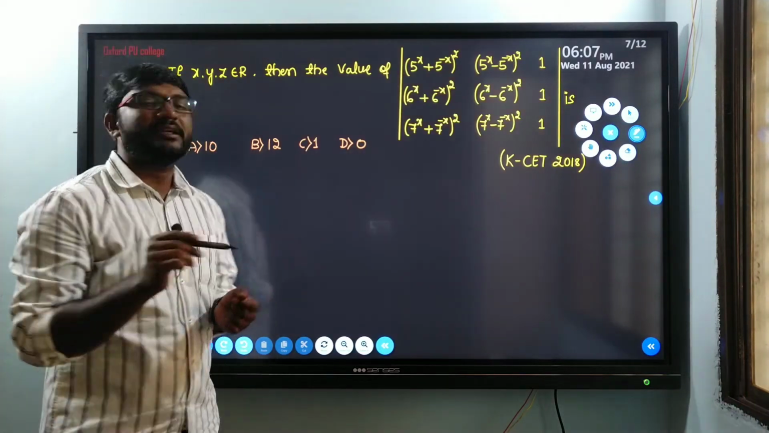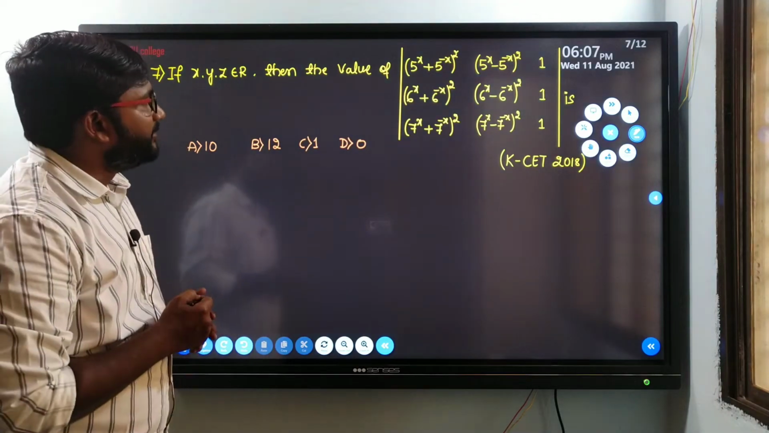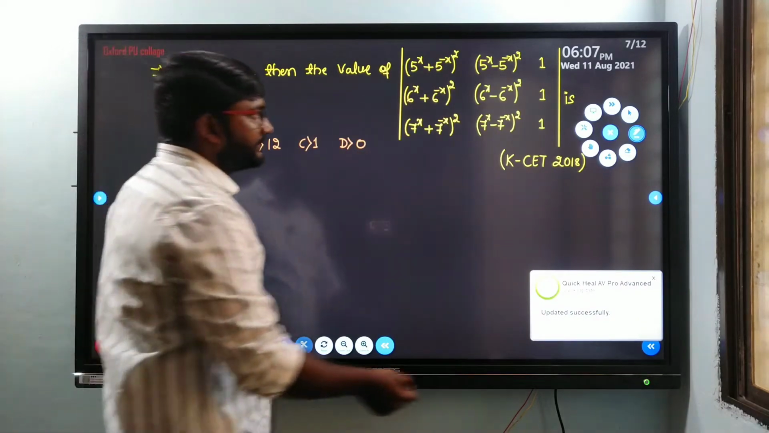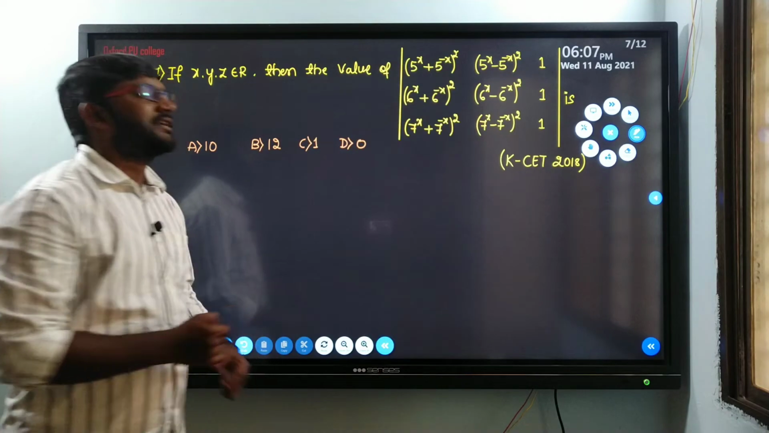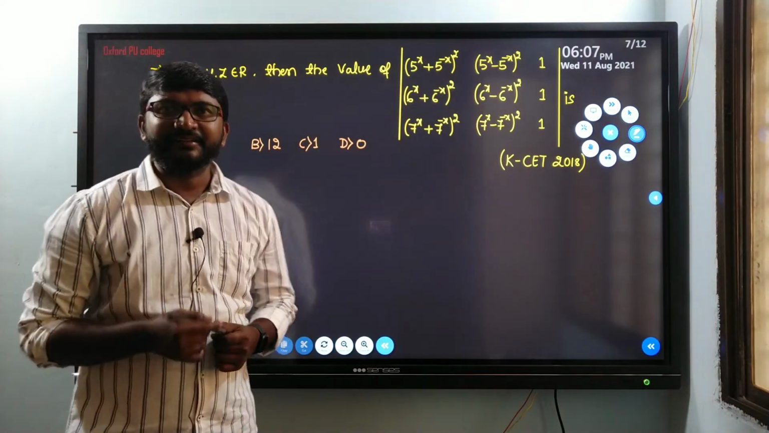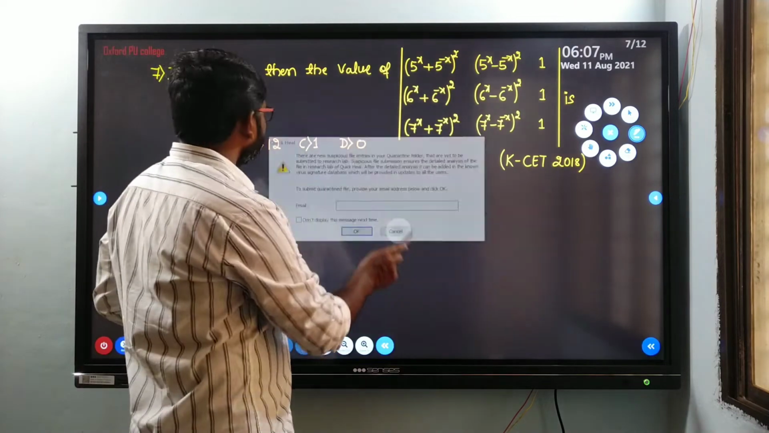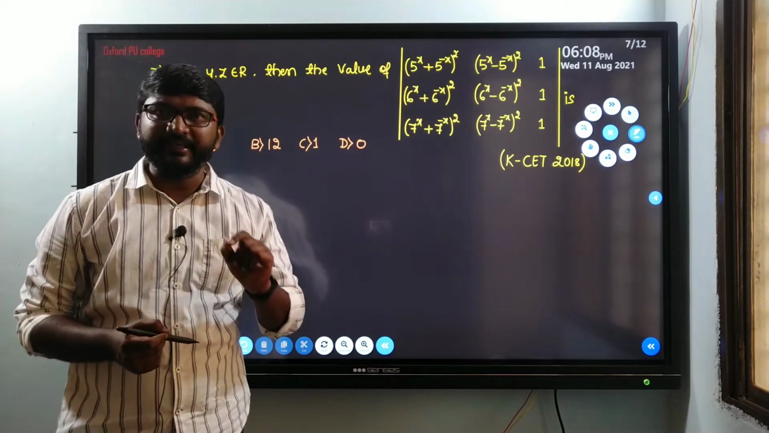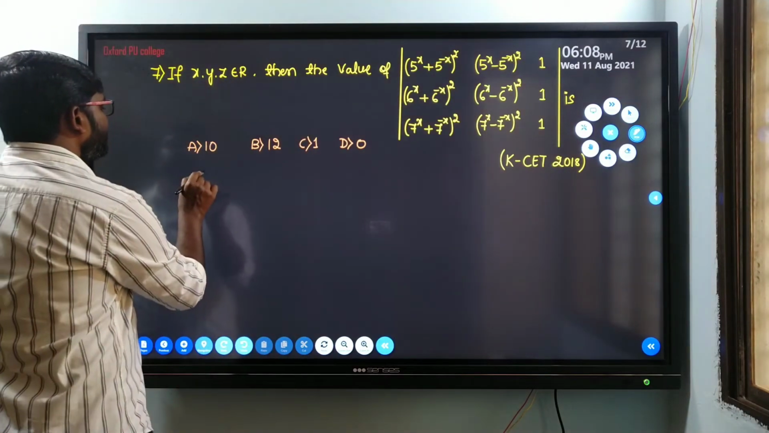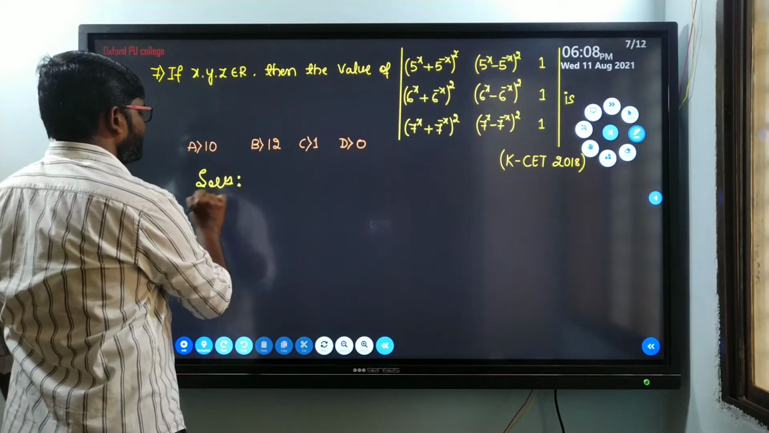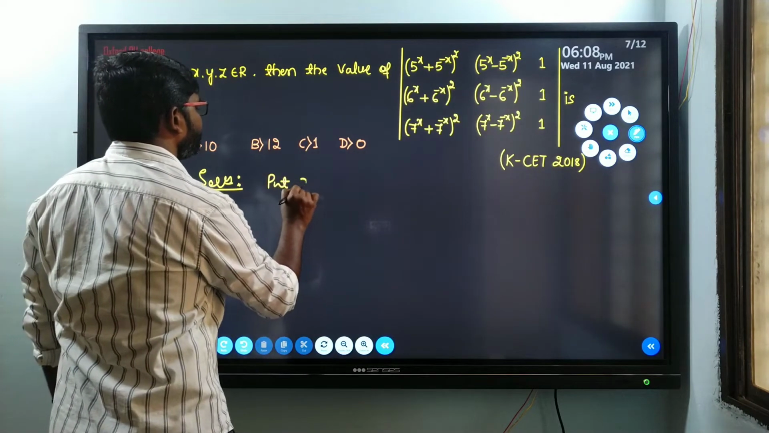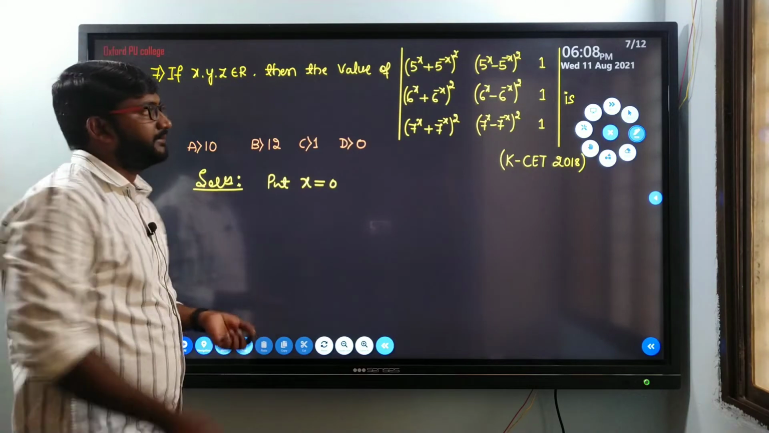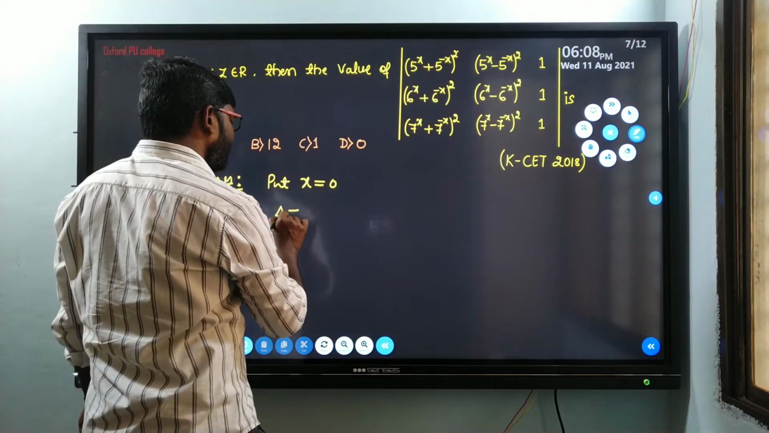If x, y, z belong to the real numbers, then find the value of the determinant. So they have given the determinant and we will have to find its value. This was asked in Karnataka CET 2018. So let us go ahead with the solution. I will be taking x as 0 now. If you take x as 0, what happens? Rewrite the determinant. Put x equal to 0, because x, y, z belong to real numbers and 0 is a real number. We can take it. Then I will be rewriting the given determinant.